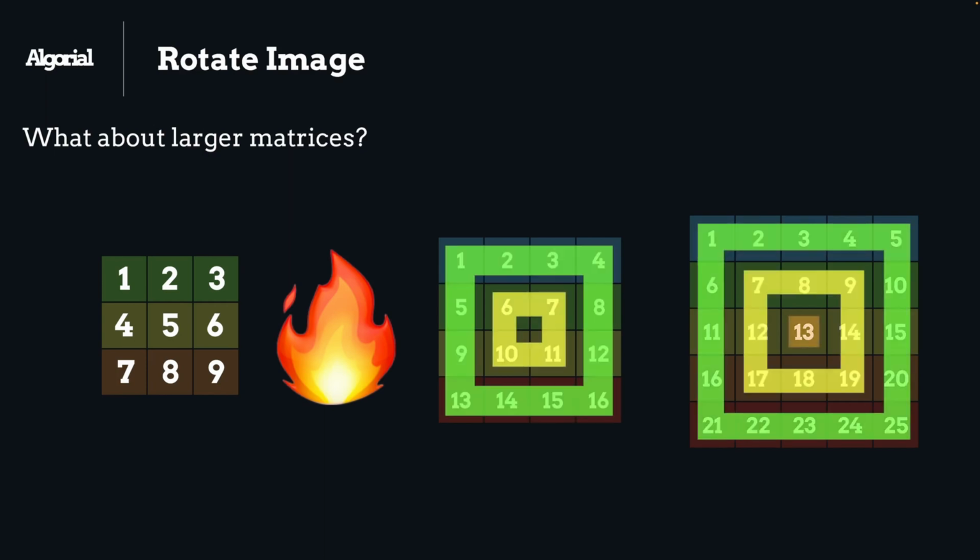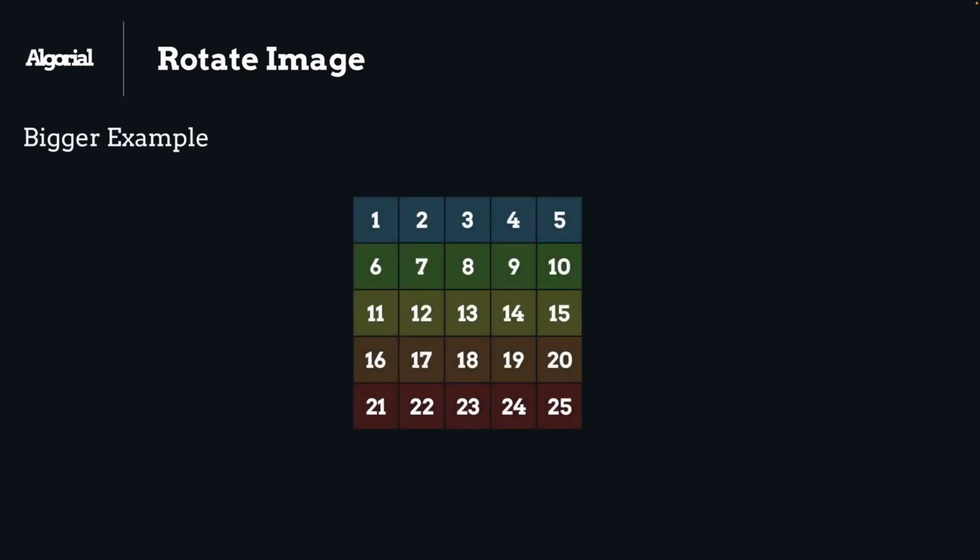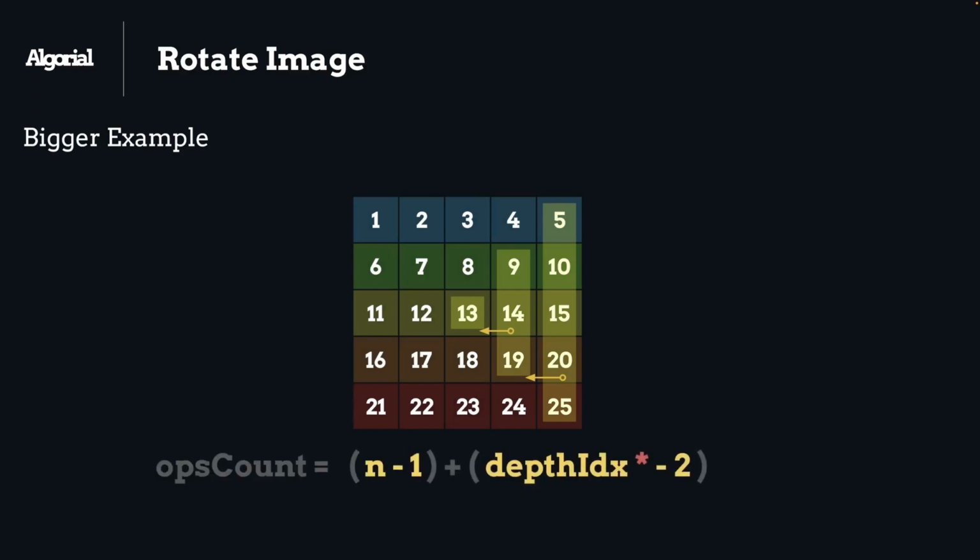So let's take the big elephant in the room and explain. If we go one layer deeper, our edges in the matrix will be reduced by 2 cells. So we need to subtract those 2 cells from the operations count in each layer that we go deeper.